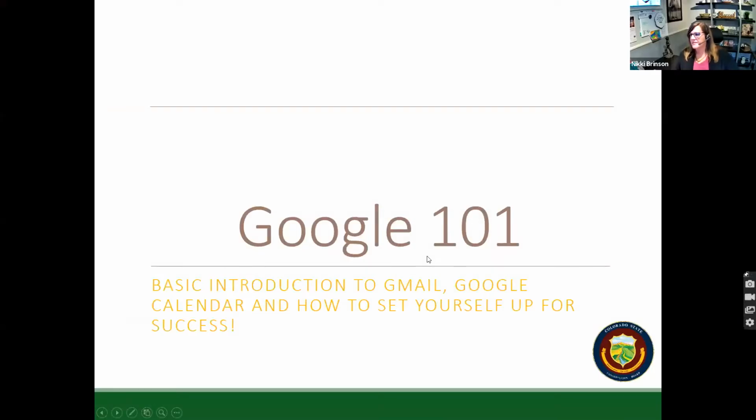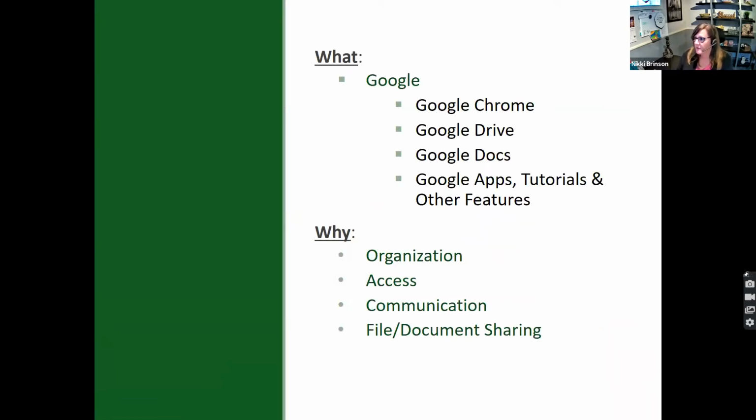Okay, so here's our basic introduction to Gmail, Google Calendar, and how to set yourself up for success. We're going to go over Google Mail, which is called Gmail, Chrome, which is basically the browser for that, what Drive is and how you can better use it for your purposes, Google Docs, and just some other quick Google apps to help you organize, access, and use communication with your projects, your staff, or your board, as well as document sharing.